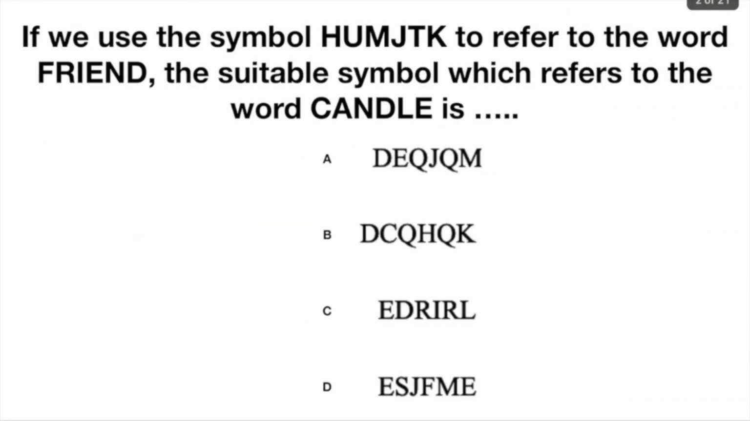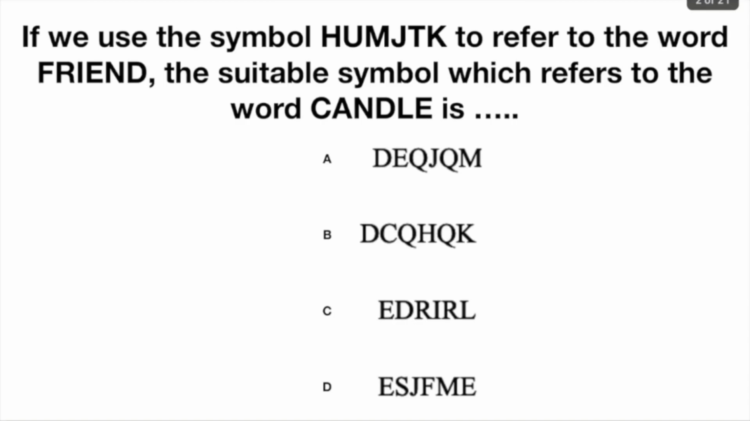In this question, we can see the question head and 4 choices. The question head says, if we use the symbol HHUMJTK to refer to the word friend, the suitable symbol which refers to the word candle is what? Is it A, B, C, or D?